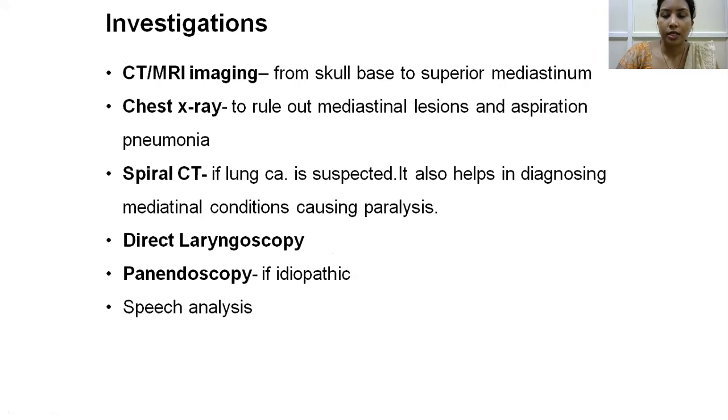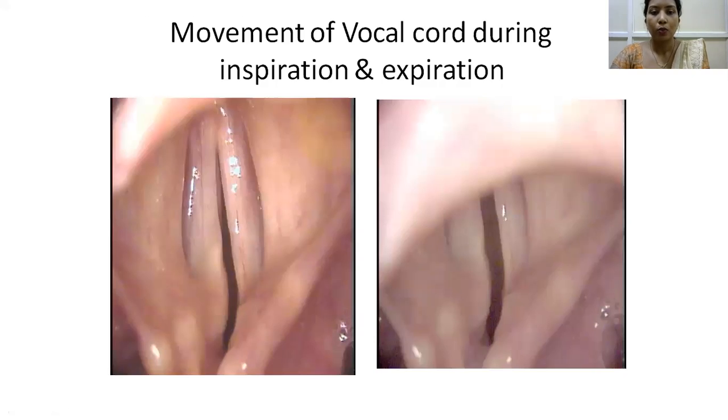Yes, the investigation panel is the same again. CT, MRI, chest X-ray, spiral CT, direct laryngoscopy, pan endoscopy, and speech analysis. So what do you see here? This is the anterior commissure. During inspiration, we expect the vocal cords to go into full abduction. But in the cases of bilateral abductor paralysis, this abduction does not happen. So there is not really much gap between the vocal cords even during inspiration. So this leads to a lot of distressing stridor.